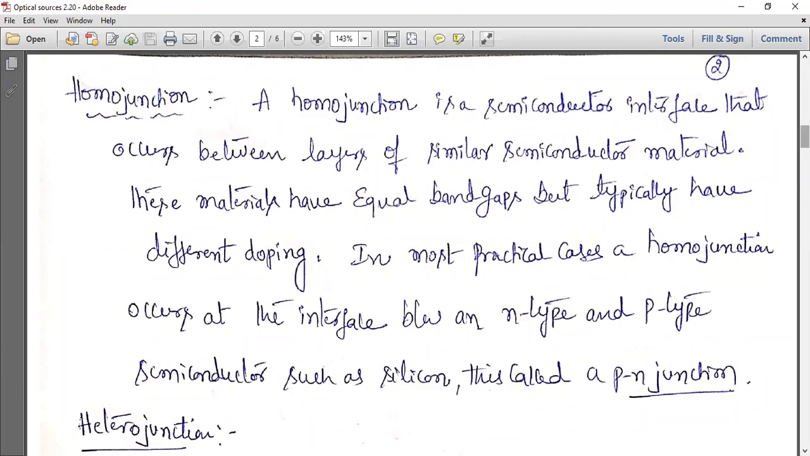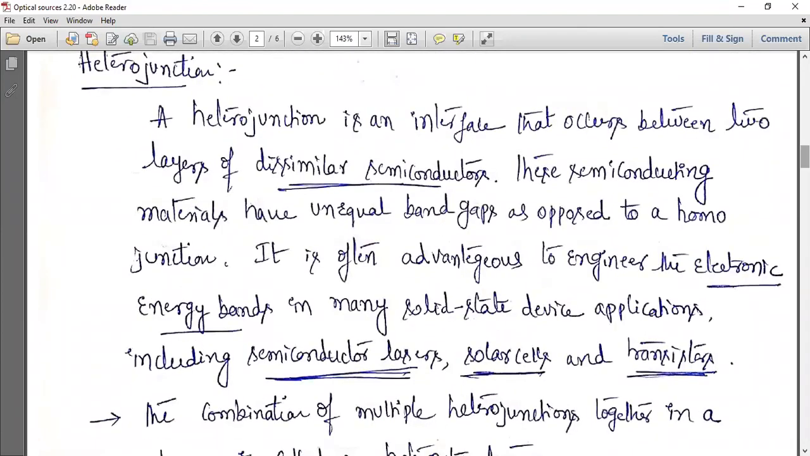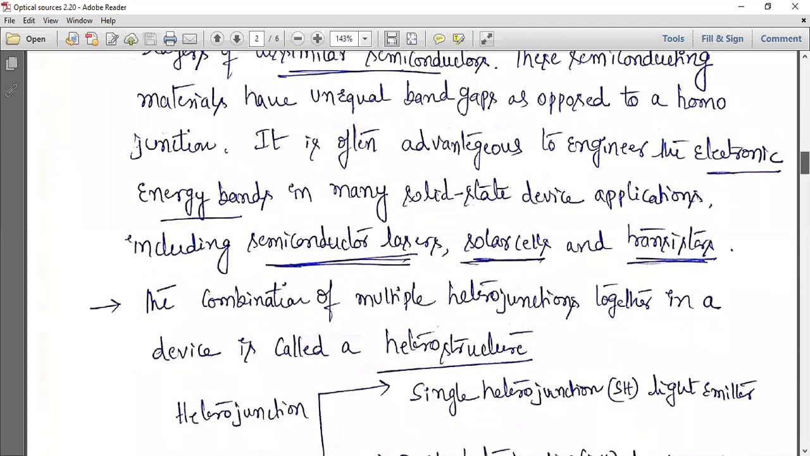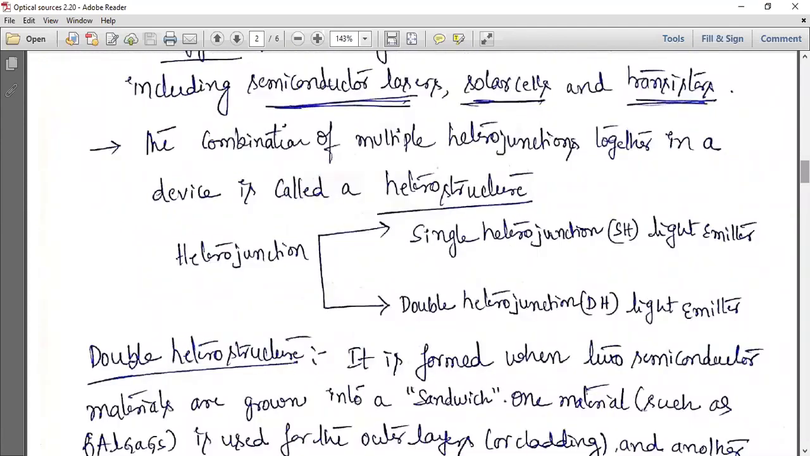Then next is heterojunction. A heterojunction is an interface that occurs between two layers of dissimilar semiconductors, for example one is gallium and another one is arsenide. If you combine them, there is a layer between gallium and arsenide. That layer is a heterojunction because they are different semiconductor materials and their band gaps are different. That is why it is called a heterojunction. This heterojunction is again classified into two types: one is the single heterojunction, another one is the double heterojunction.